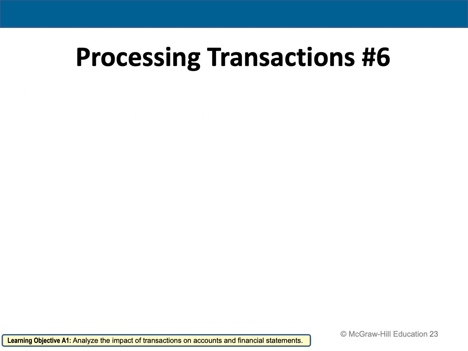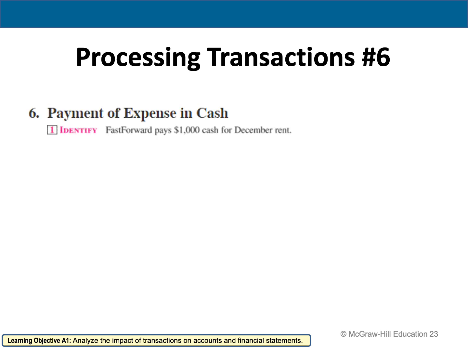Okay, so now let's see processing transaction number 6. The transaction says here, fast forward, they pay 1,000 cash for December rent. So the company paid cash, which means the cash is going outside the company, so my cash is decreasing. And why did I pay the 1,000 cash? I paid for rent. And as you know, since rent is something that we are going to pay regularly, every month, we are going to consider the rent as an expense.